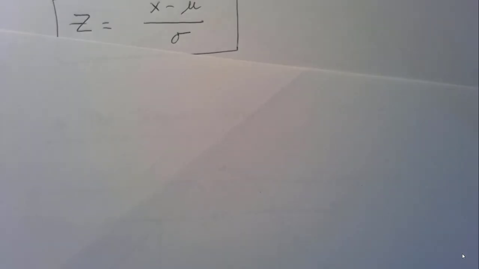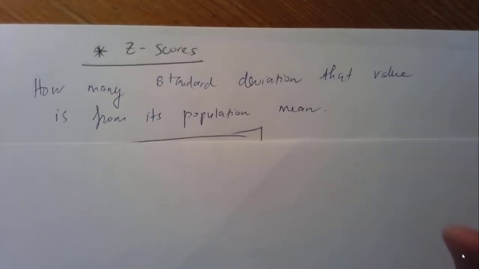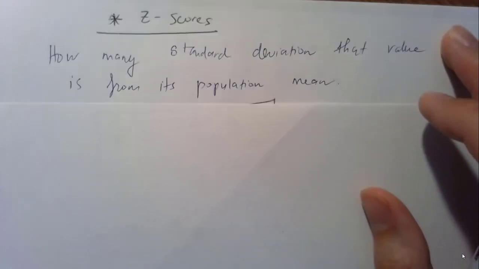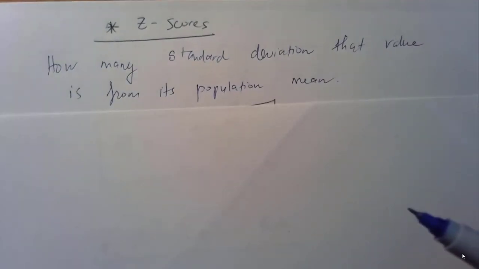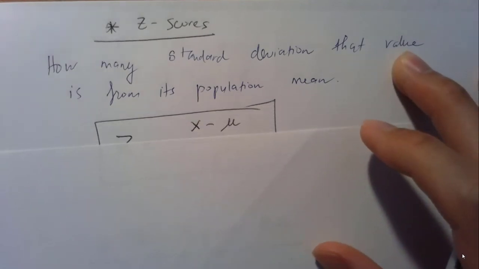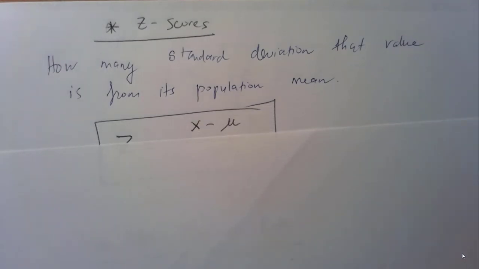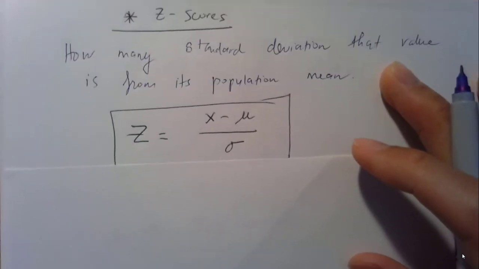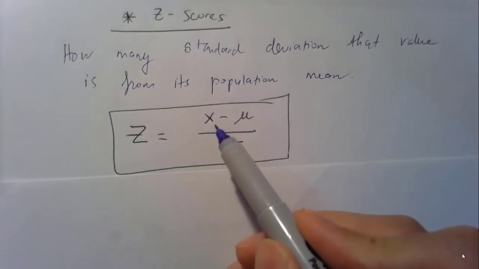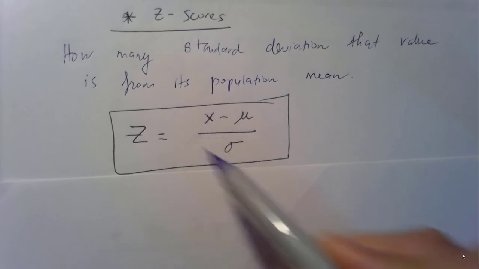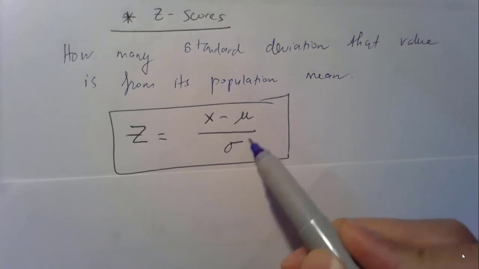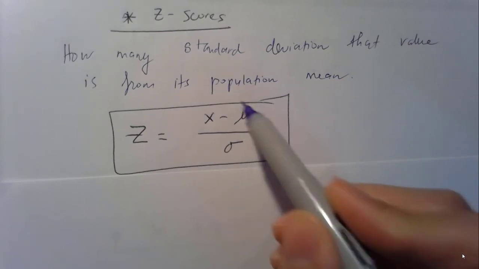Now let's define what the z-score is for the standard normal distribution. The z-score tells you how many standard deviations a value is from the population mean. We can compute a z-score using the formula here. The z-score is equal to the value of your data x, minus the mean of the population, divided by the standard deviation of that population.